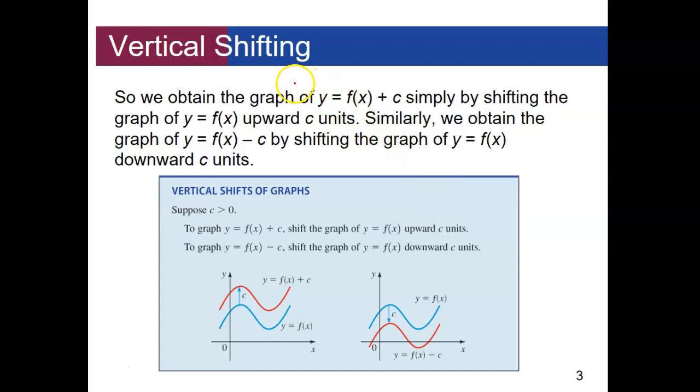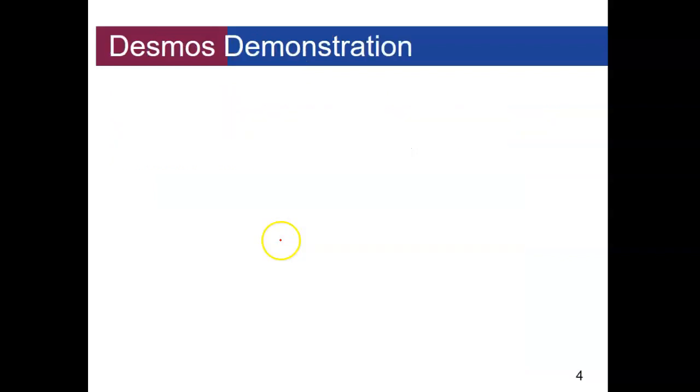So the first transformation that I want to talk about is vertical shifting. Anytime we take our function and we add or subtract something to it, it's going to move it vertically. If we add to it, it's going to shift it up that many units, and if we subtract, it's going to shift it down that many units. So whatever's added or subtracted at the end of it is going to be a vertical shift.